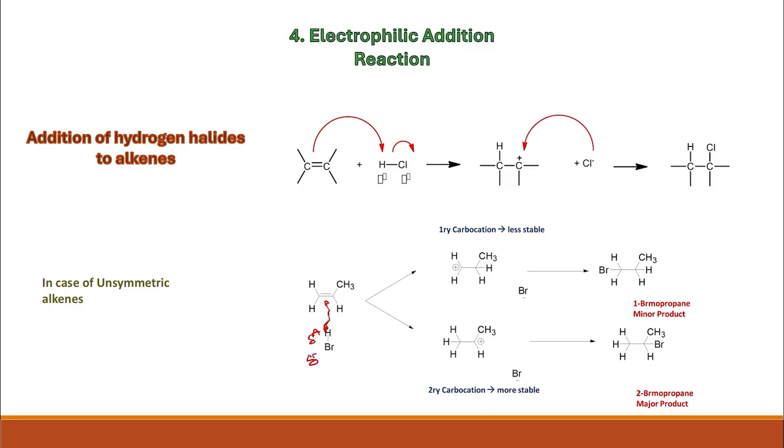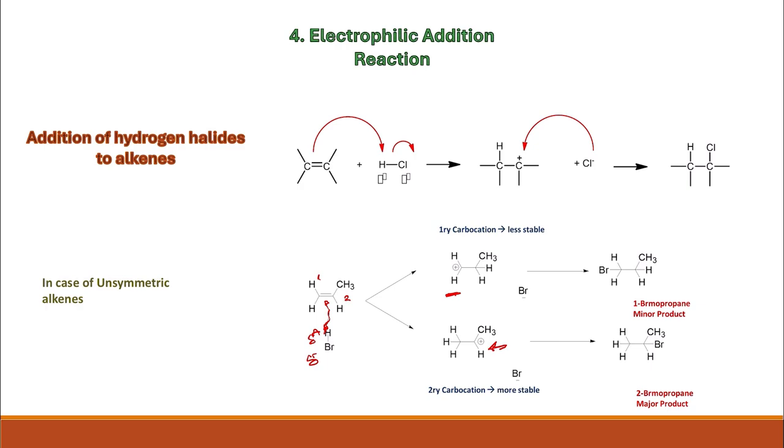And remember that in the case of unsymmetric alkenes, you're going to have two intermediates because the hydrogen can be added to carbon number one or to carbon number two. That will create two different carbocations. One of them is a primary carbocation, which is less stable. The second one is the secondary carbocation, which is more stable. Because the secondary carbocation is more stable, it will be formed more in the reaction.